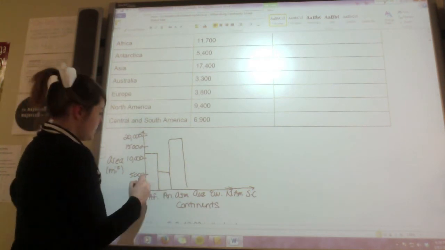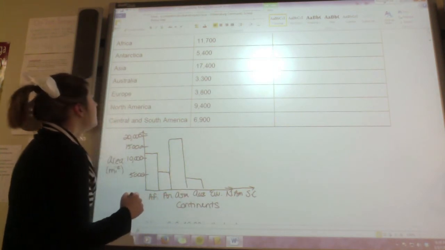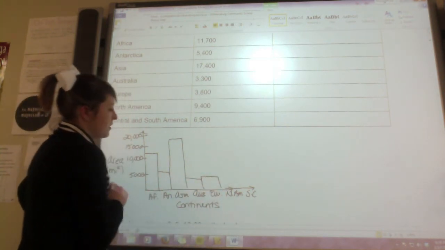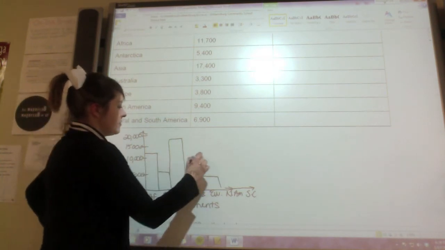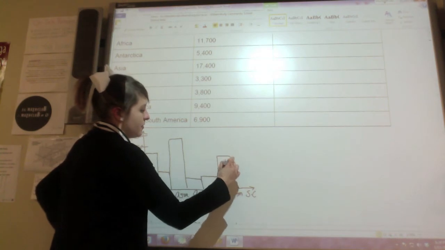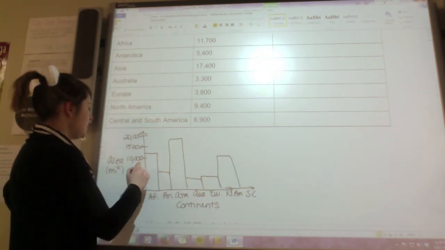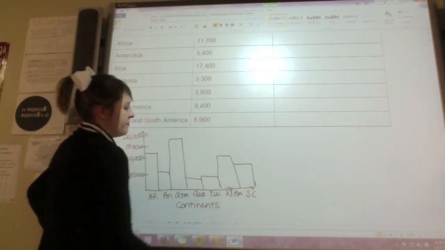Australia is 3,300, so that's going to be underneath my 5,000 mark. Europe is 3,800, so that'll just be slightly above my Australia. North America is 9,400, so that'll be just below my 10,000 mark. And then Central and South America is 6,900, so that'll be about halfway between my 5,000 and 10,000 mark.